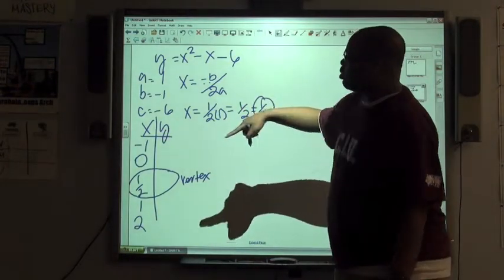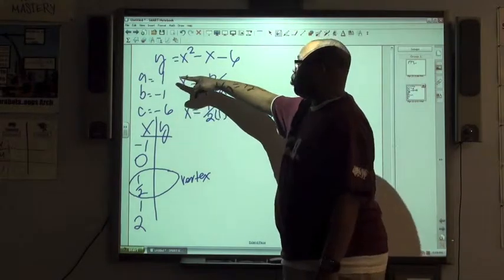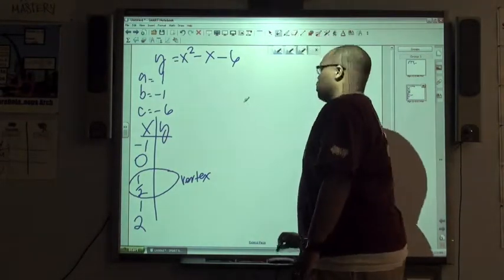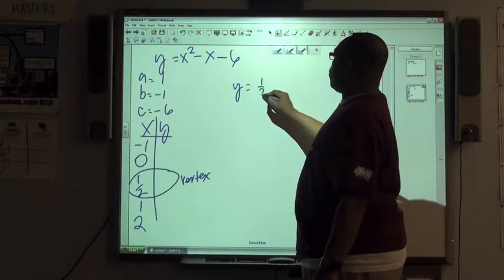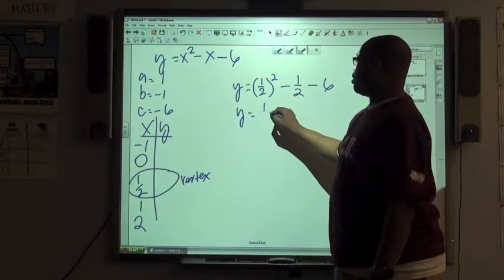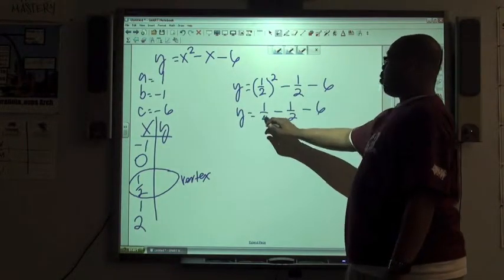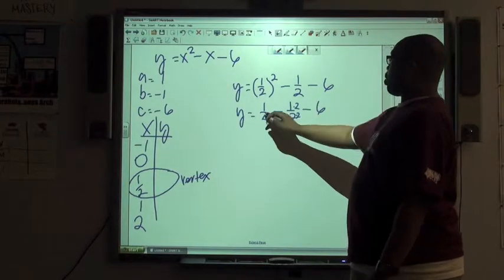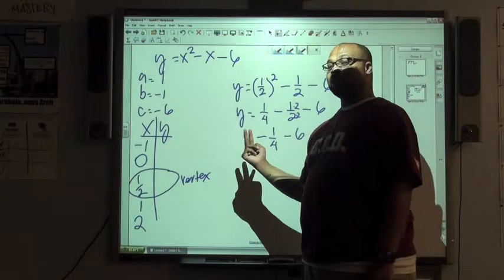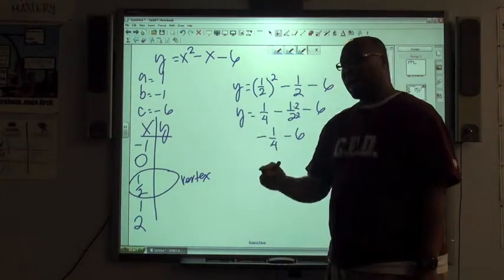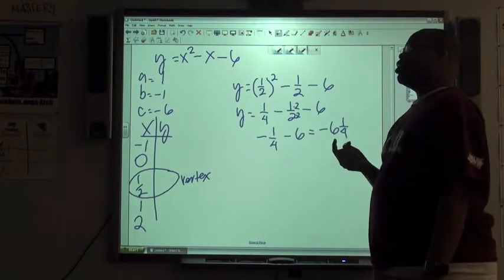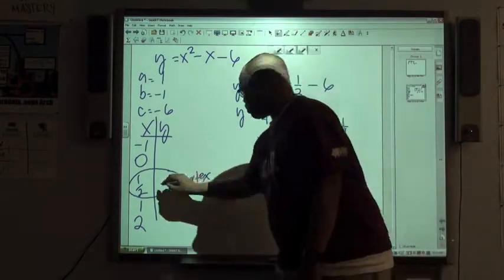Well, let's input 1/2 in and find out what y we would get if we put in 1/2. All right, so I'm going to have y equals 1/2 squared minus 1/2 minus 6. Well, 1/2 squared is 1/4 minus 1/2 minus 6. 1/4 minus 1/2, or 1/4 minus 2/4, is a negative 1/4 minus 6. Well, these numbers have the same sign and I'm subtracting them. So, same sign, you add and then keep that sign. So, negative 1/4 minus 6 is a negative 6 1/4, or you can say a negative 25/4, whatever suits you.